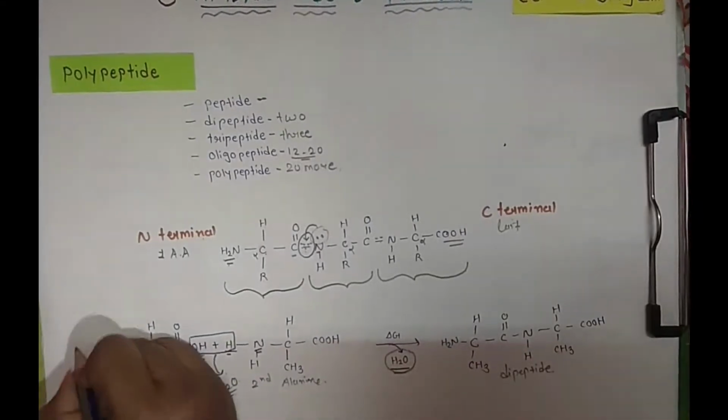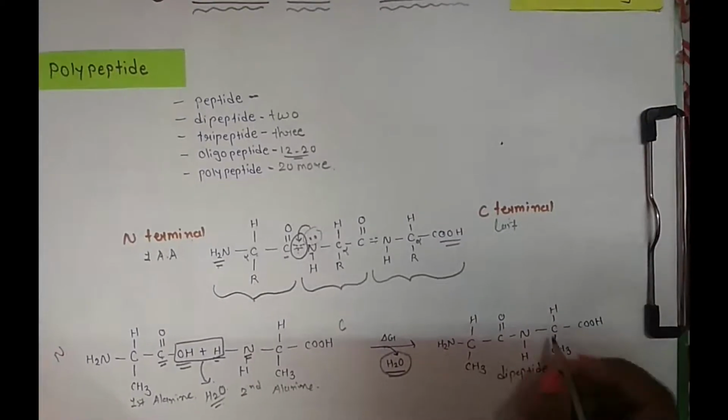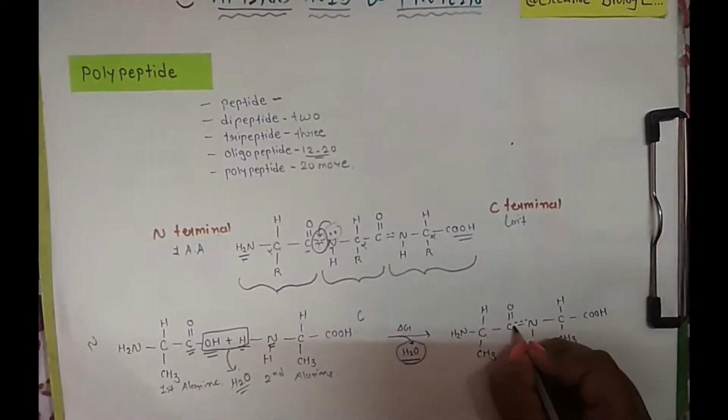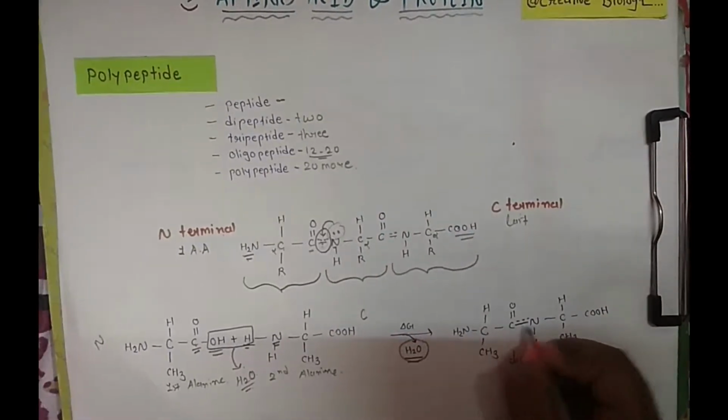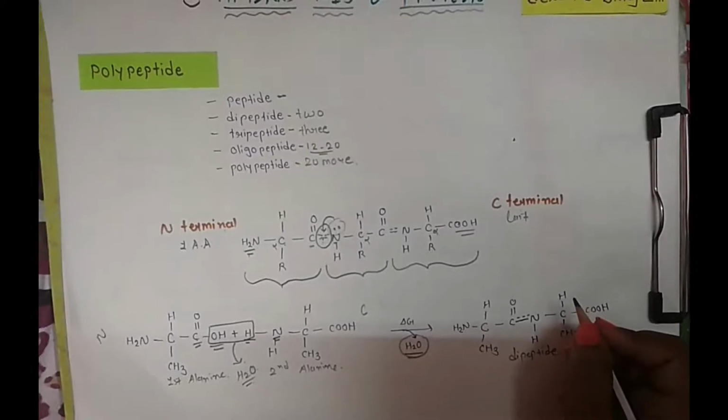So this is the N terminal and this is the C terminal of the dipeptide chain, and it will form like this. This bond has partial double bond character and is known as a peptide bond. Okay, that's all about the peptide bond.